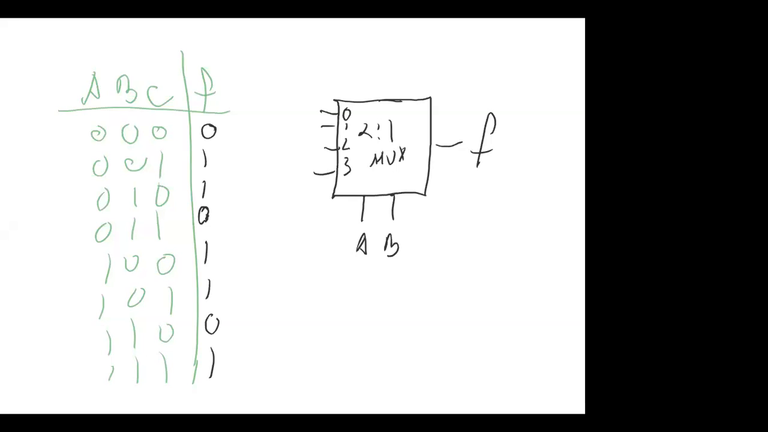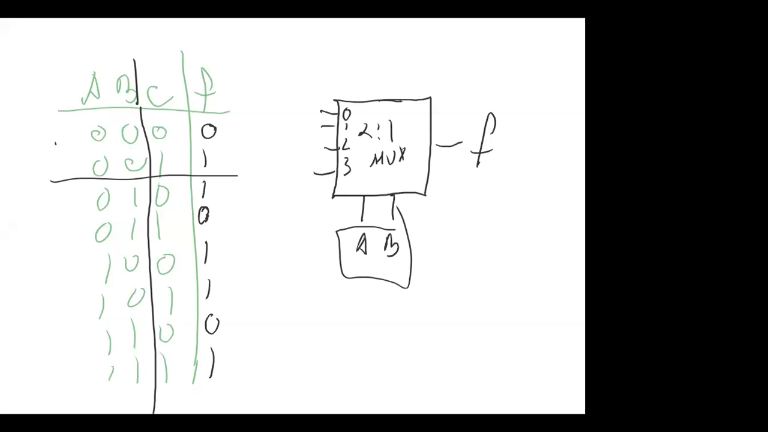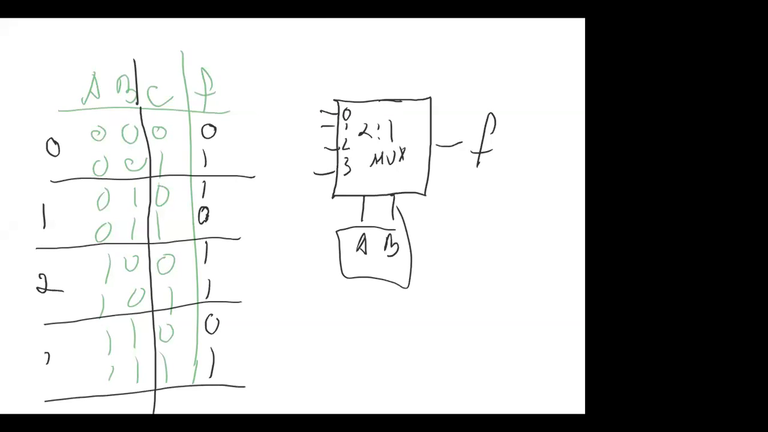Okay, let's do this. I'm going to say that A and B act as little channel selectors. Here's A and B right in through here. And when A and B are 0, you're in this area. When A and B are 1, or 0, 1, you're in this area. And when A and B are 1, 0, you're in this area. And when you're down in the bottom, you're in area 3.